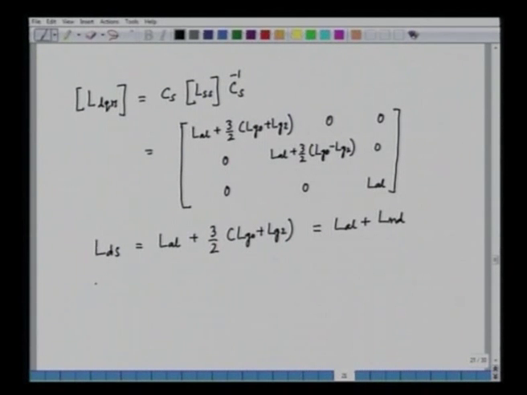Similarly, the second inductance LQS is equal to LAL plus 3 by 2 times LG naught minus LG2, and that is equal to LAL plus LMQ. This is basically the Q axis magnetizing inductance, which is again constant, not a function of theta r. So, that is the beauty of the transformation. When we transform the ABC variables into DQ variables in the rotor reference frame, the inductances are constant inductances.